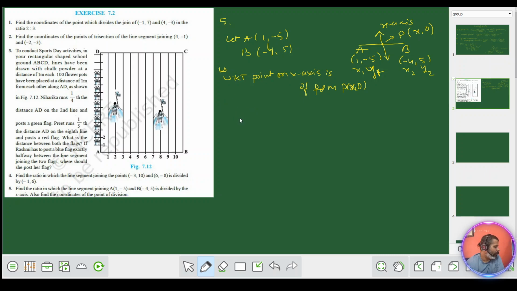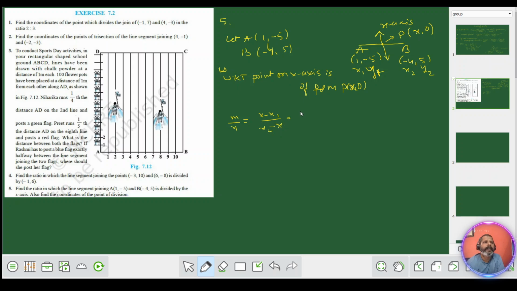So we don't know the ratio, right? First we can find the ratio. Let's see. The ratio m by n is equal to x minus x1 by x2 minus x.